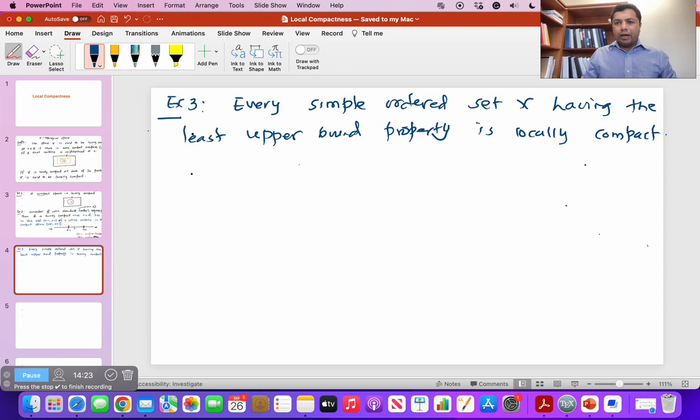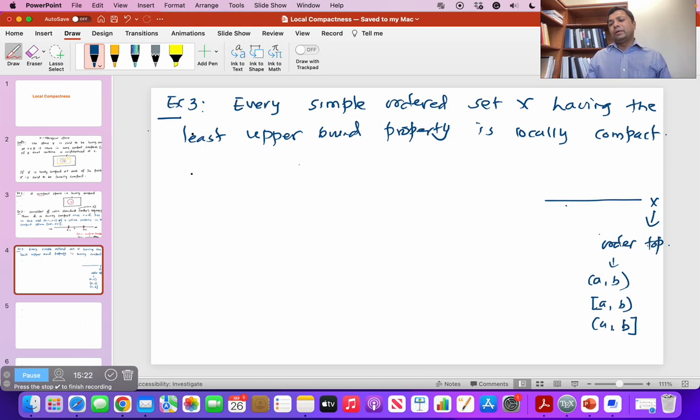Okay, let's say we have X, which is a simply ordered set, and that has the least upper bound property. If X is a simply ordered set having the least upper bound property, then if we consider the order topology on X, a basis element for the order topology on X is going to be one of those sets, like this open interval, if there is no least element or no greatest element. If there is a least element, then the basis element is going to be this half open interval, and if there is a greatest element, then the basis element is going to be this half open interval.